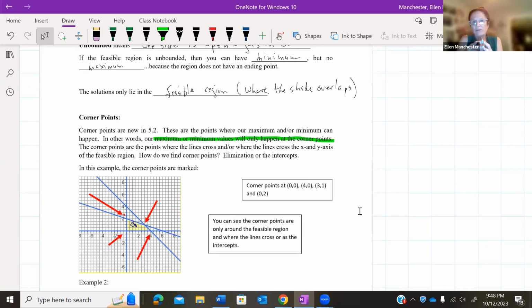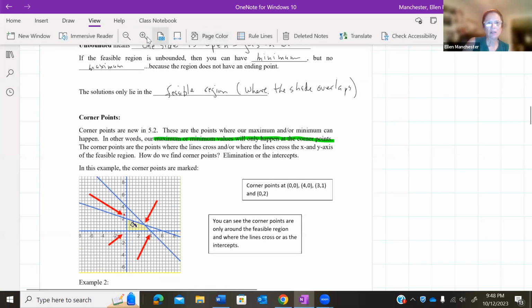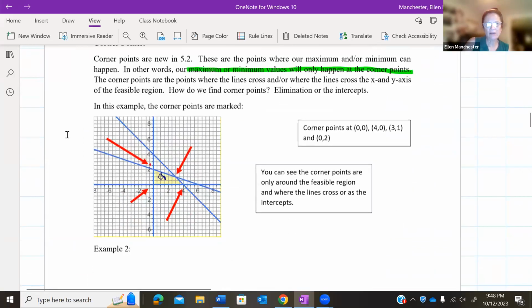So the corner points is where, and I have it highlighted in green, the maximum or the minimum values will always happen. They will always happen at the corner points. When you look at this graph, the yellow is our feasible region, right? It's completely surrounded by blue lines. Those are those fences, those boundaries. So this is a bounded region, okay? Bounded feasible region.